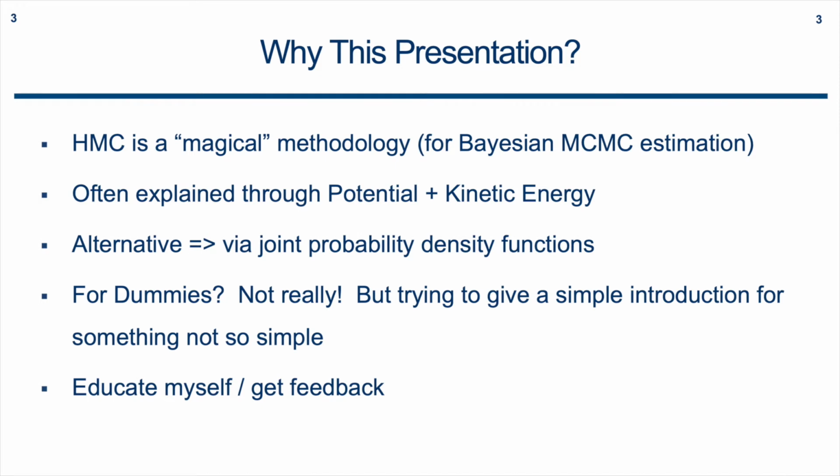So why this presentation? Well, Hamiltonian Monte Carlo I think is a magical methodology. I'm interested in doing Bayesian MCMC estimation, and it really looks like it's going to change the way that I work. It's often explained through the concepts of potential and kinetic energy. So if you're an engineer or a physicist, this will probably make a lot of sense to you. But I'm actually going to present it in a slightly different way.